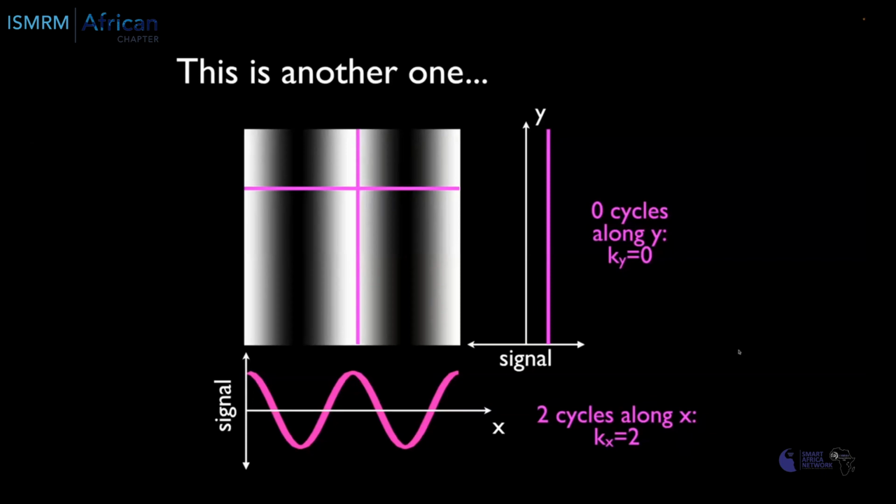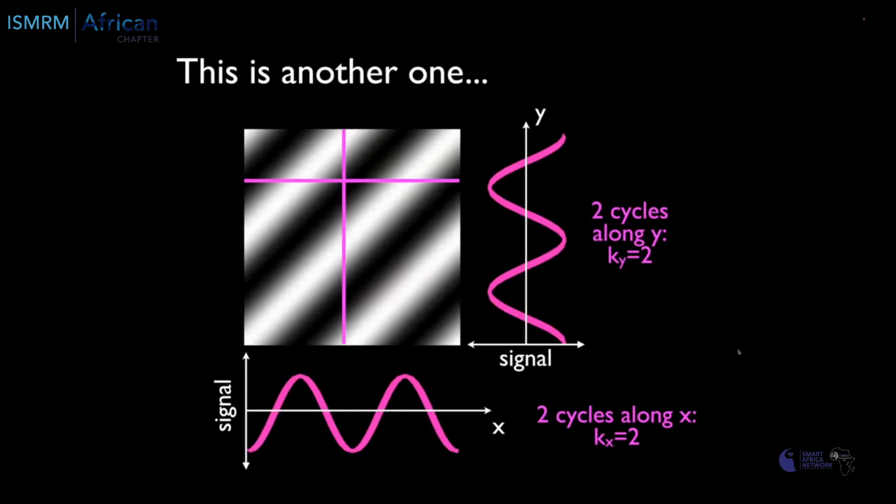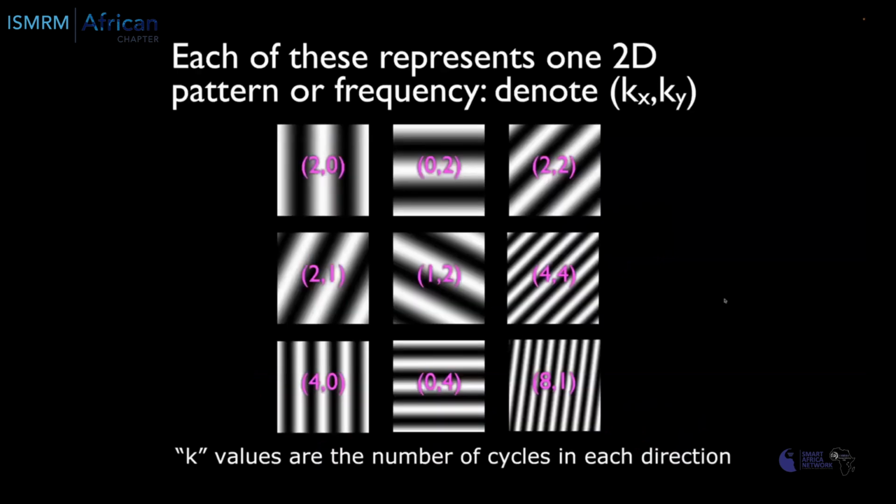specific spatial frequencies. And if we have kx equals 2 and ky equals 2, what we see is that we get a diagonal pattern, right? We have both 2 cycles along x and 2 cycles along y, and that leads to this diagonal pattern of phase. So each of these patterns represents one particular two-dimensional spatial frequency, and so we can fully define these spatial frequencies in terms of these k values, and we can just use those kx, ky values to label all of these spatial frequencies.